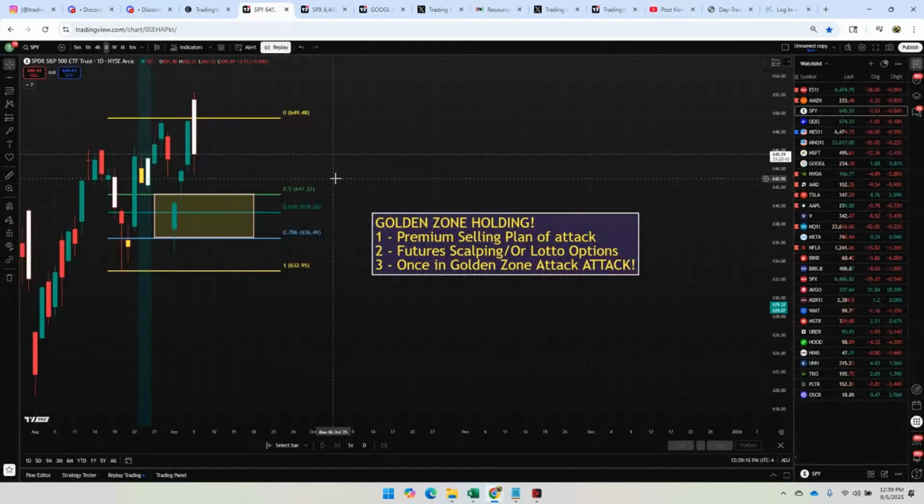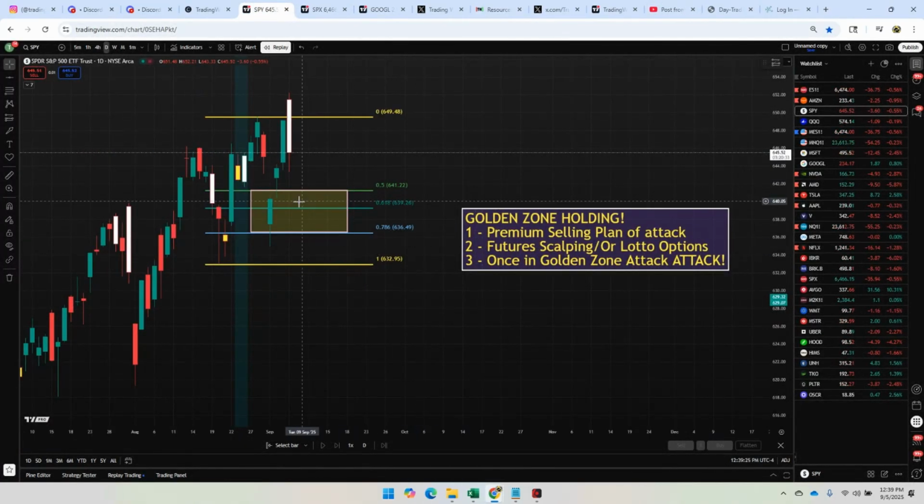Okay, back to the chart. So back on the daily chart here. So if we take our Fibonacci from low to high, okay, this area here is identified for this week as the scalping zone. This is where you want to go long.